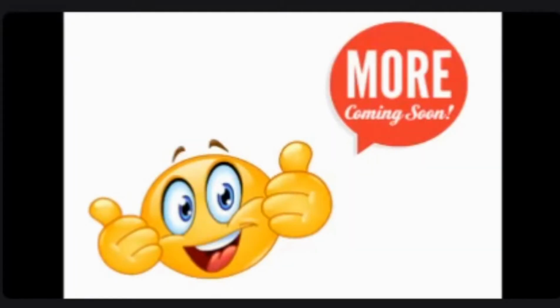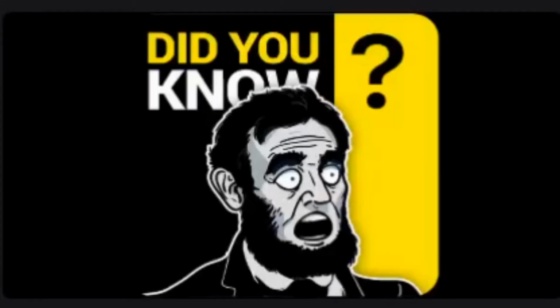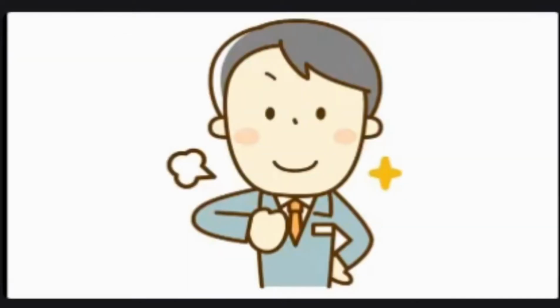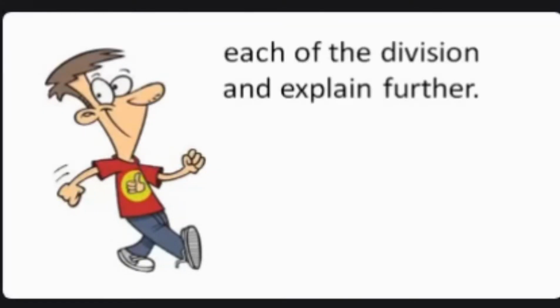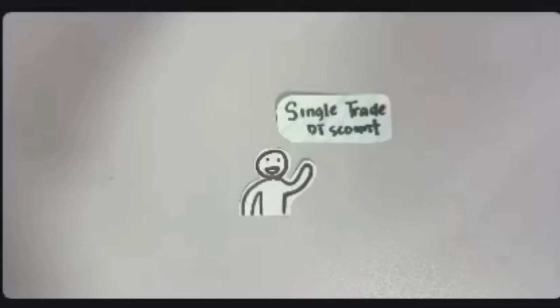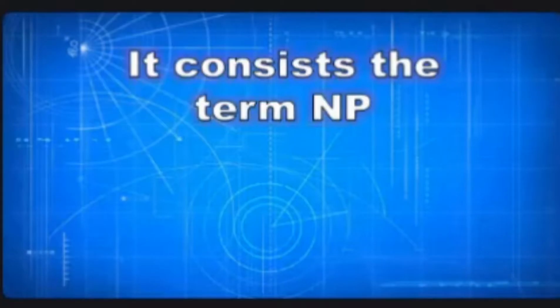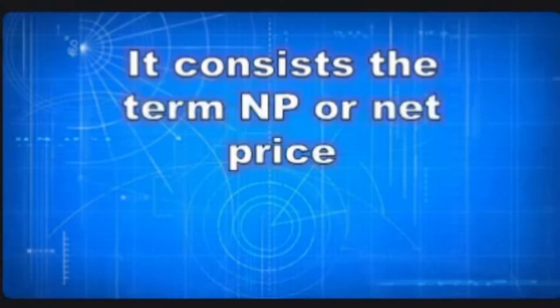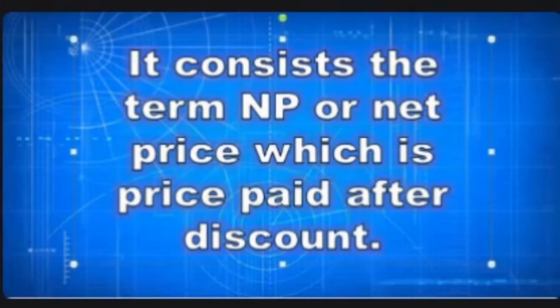Now, we have explained to you a couple of things in the video already, but more information is to be shared. Aren't you excited? And did you know that trade discount is also divided into two? Don't worry, we will go to each of the divisions and explain further. But the first one for us to unfold is about single trade discount. It consists of the term NP, or net price, which is the price paid after discount.